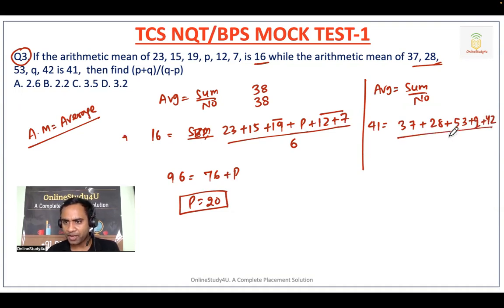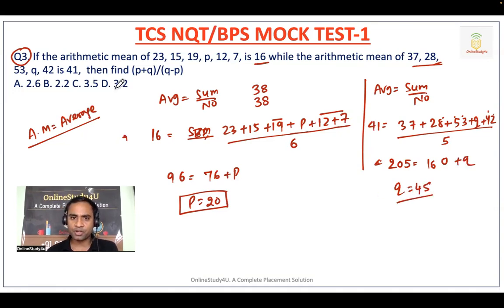And the total number is 5. Now 41 into 5 will be 205. So 2 plus 3 is 5, 8, 13, and 7, 22. So 6 plus 5 is 11, 11 plus 2 is 13, 13 plus 3 is 16, plus q. So q will be 45.